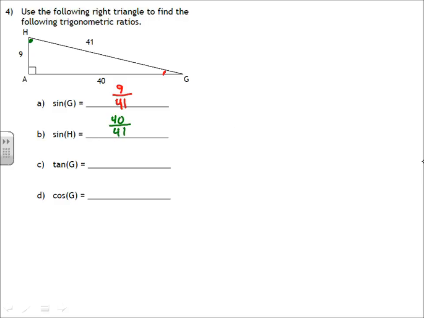Tangent of G, I'm back at angle G. The tangent is opposite leg divided by the adjacent leg. So this is 9 divided by 40 this time, 9 over 40, opposite leg over adjacent leg. And then the cosine of G, cosine is adjacent leg over hypotenuse. So the adjacent leg is 40 and the hypotenuse is 41. So there we have the cosine of angle G.